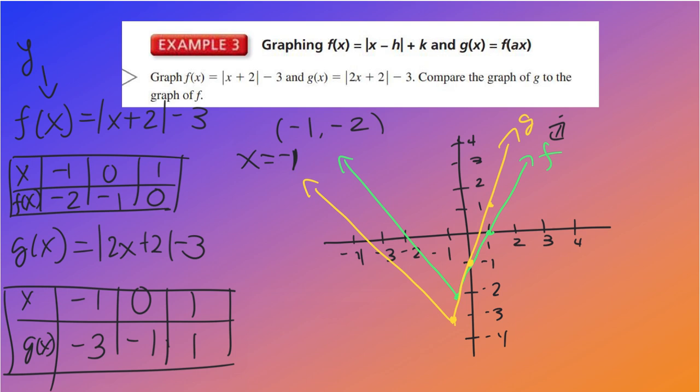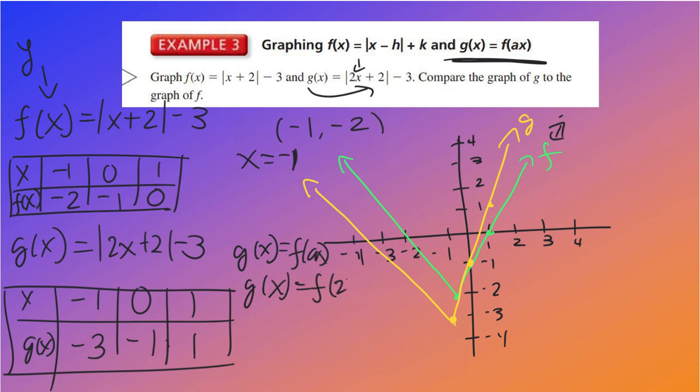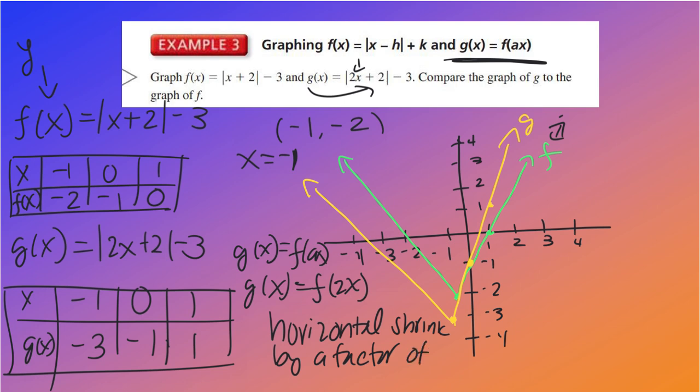So far we're putting everything together. They told us that g of x equals f of ax, so g of x equals f of 2x. So we're going to have a horizontal shrink by a factor of half. Our y-intercept is the same, which in this case is negative 1.